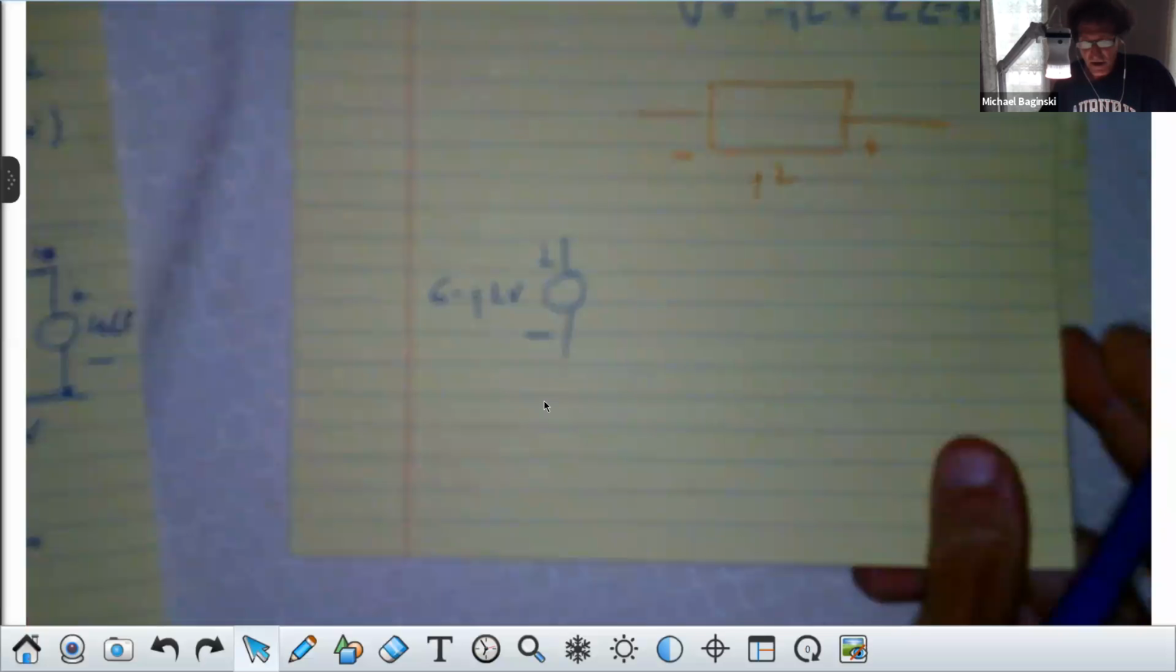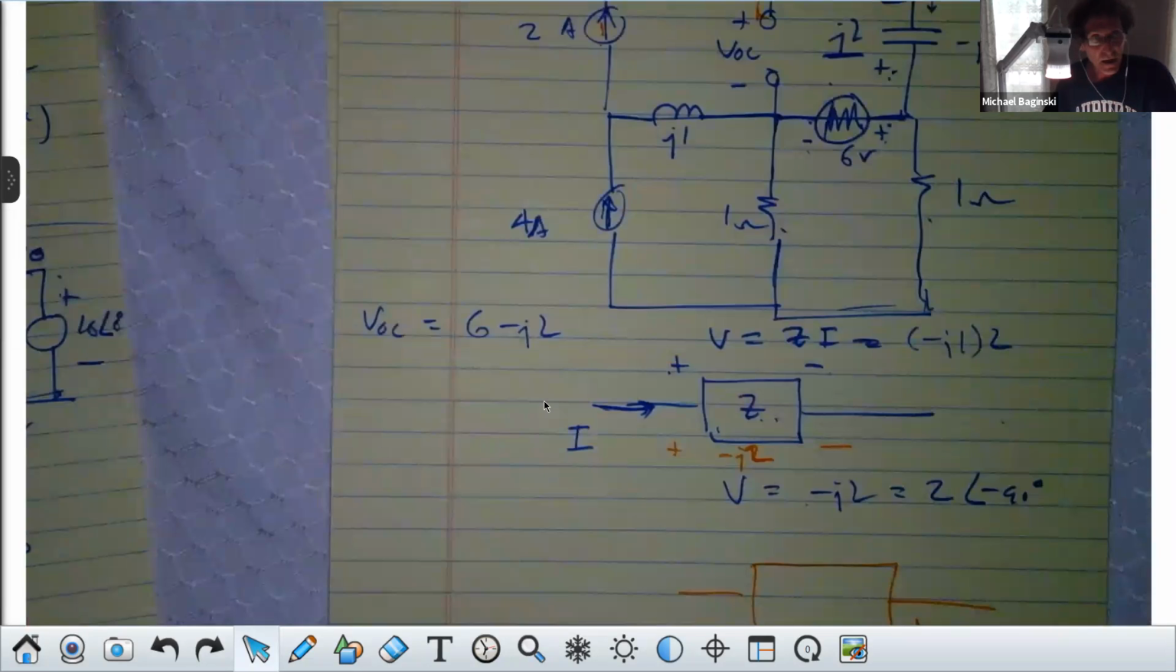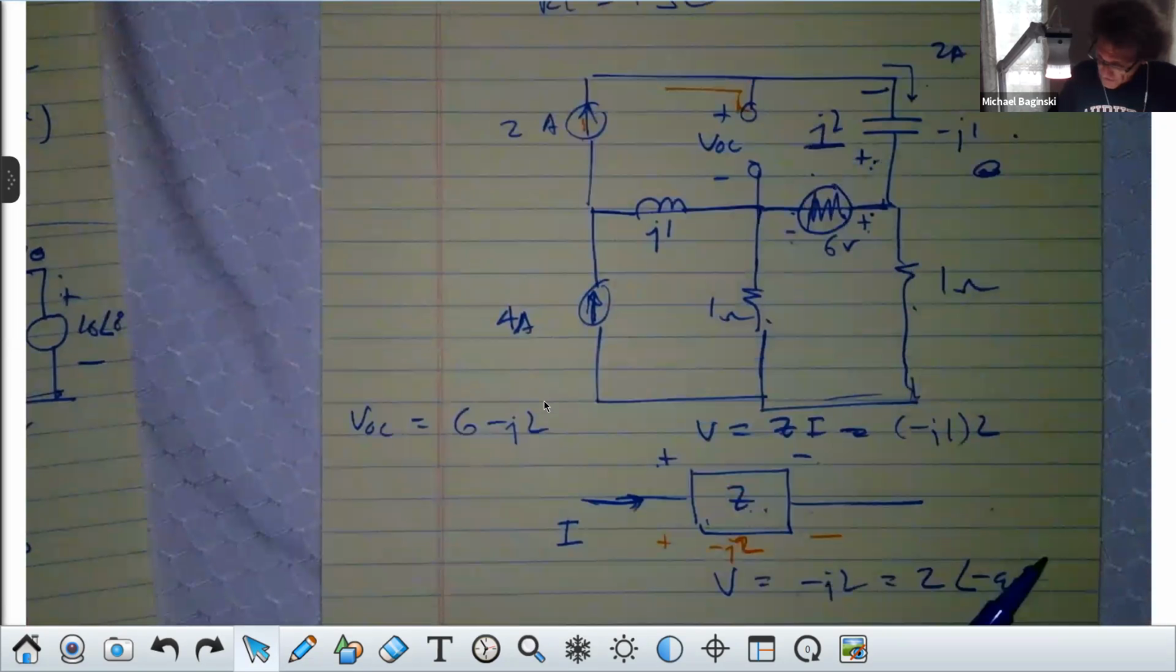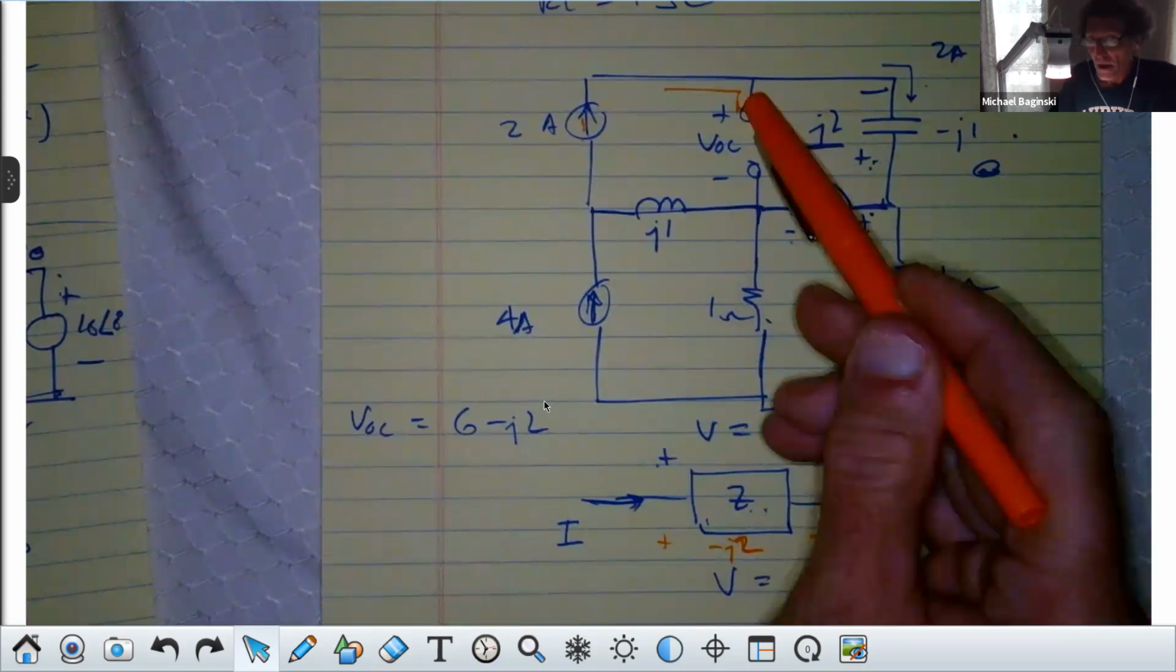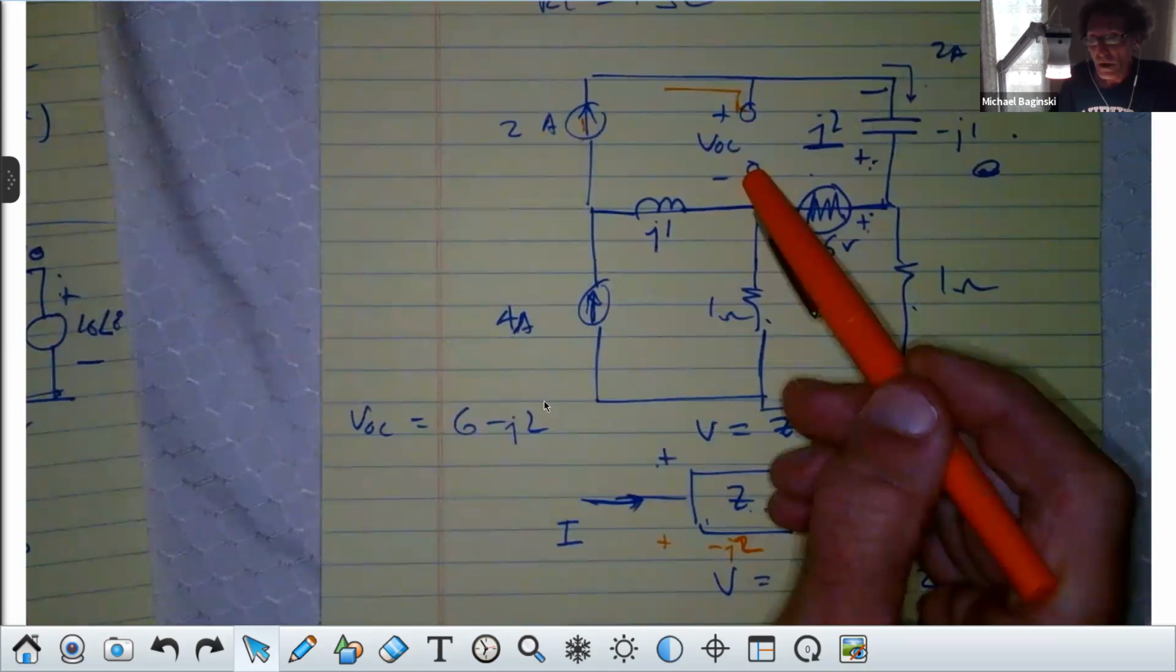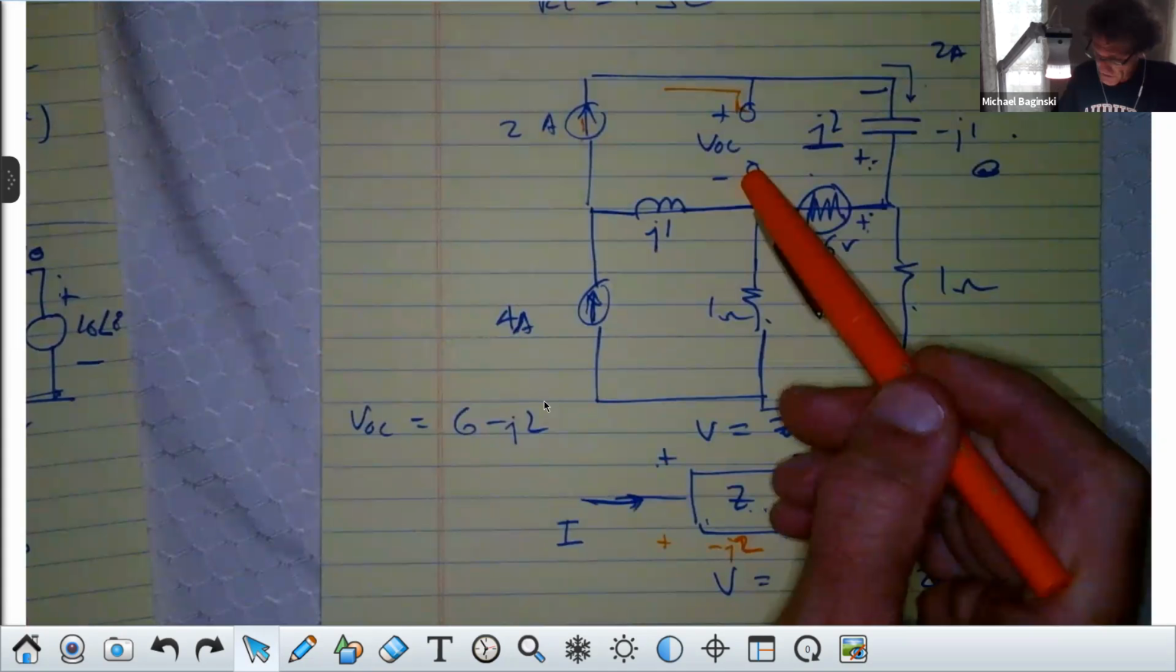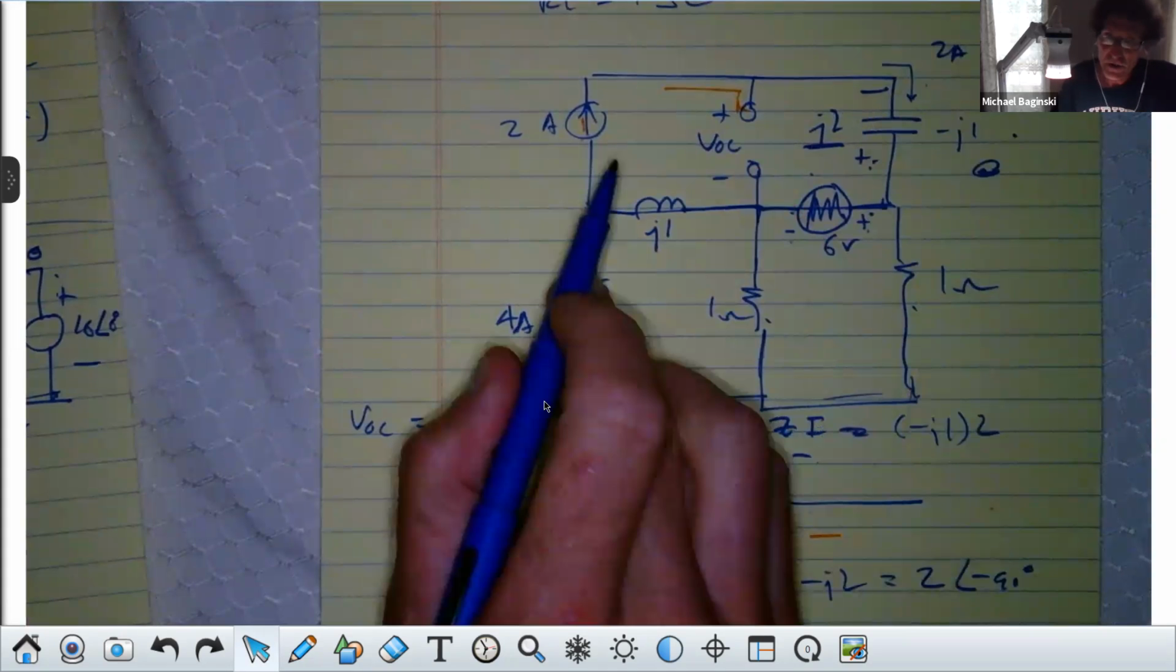Now we need the Thevenin equivalent impedance, right? So for the Thevenin equivalent impedance, that's across these terminals, right? What do we do? We turn off the sources. And what happens to a current source when you turn it off? Anyone?